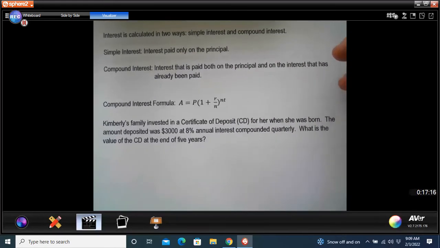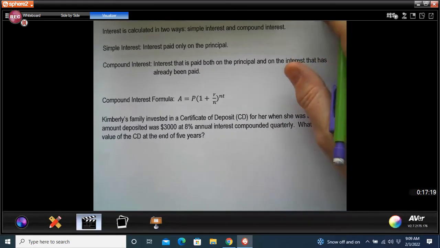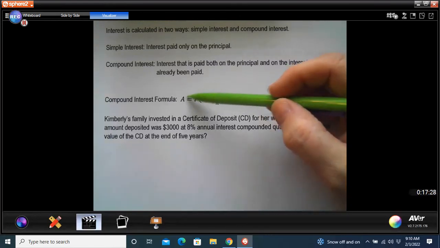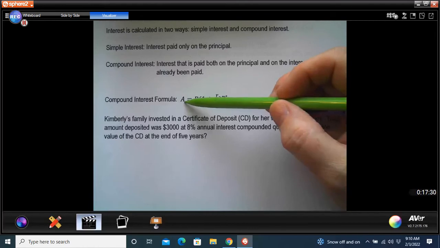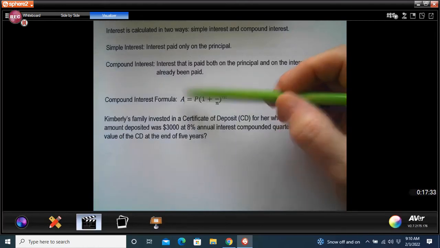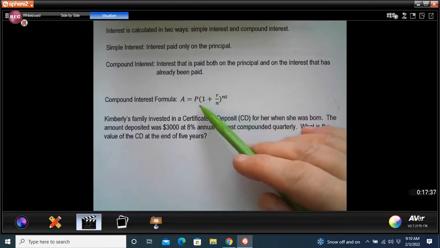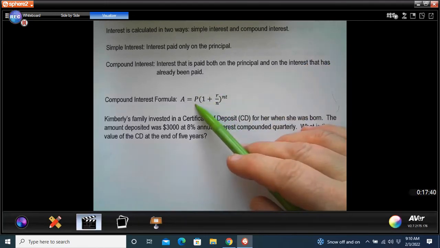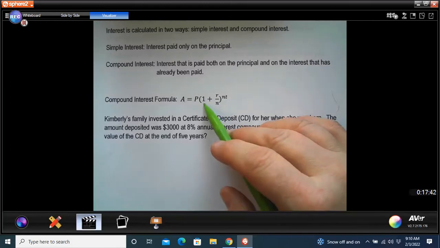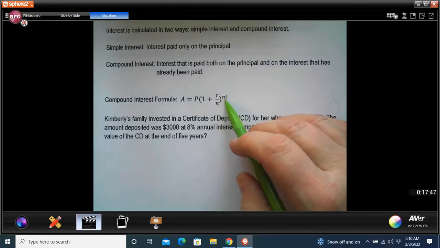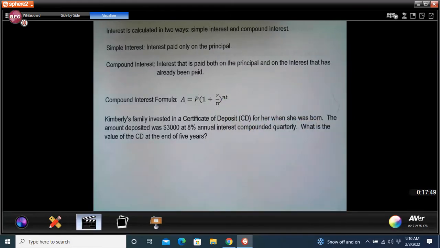In our compound interest formula, they change up the variables on us. I'm not sure what the motive is in the book about that, but they say that A, the amount that I'm going to get from my investment, equals P, the principal investment. P is the initial amount. How much am I investing? Times the quantity 1 plus r over n, to the nt.